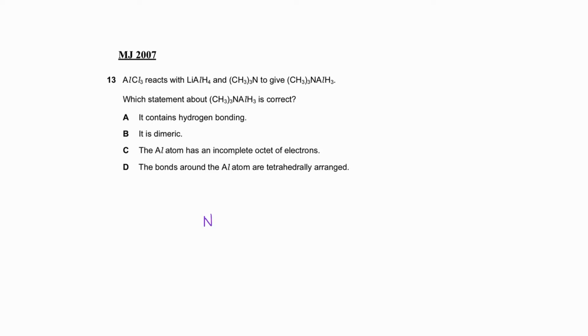So we have a nitrogen atom bonded to 3 CH3. Then nitrogen will contribute its lone pair to form a dative bond to aluminium, where this aluminium is bonded to 3 hydrogen atoms. So looking into this structure, we could actually move into the answer.